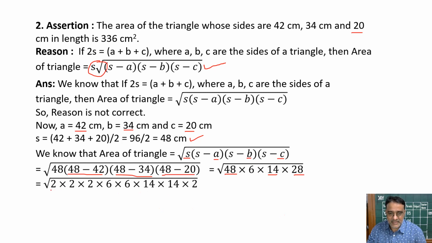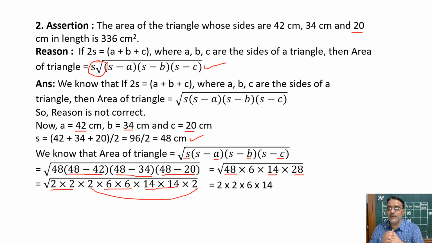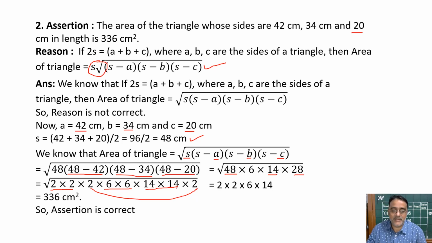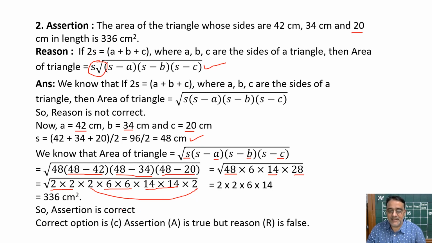So see, a pair of 2 is formed, another pair of 2 is formed, and pairs of 6 and 14. So when we take the square root, we'll get 2 into 2 into 6 into 14. Okay, so that means 24 into 14, 336 centimeter square. So the assertion is correct. So which option is the correct one? Option C. Option C, very good. Assertion is true, but reason is false.